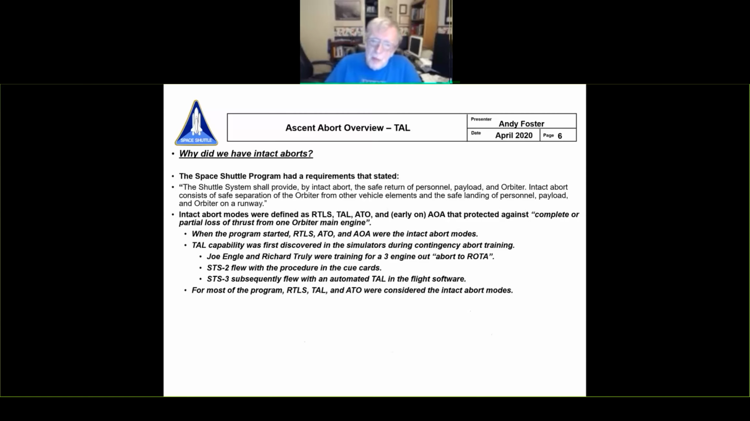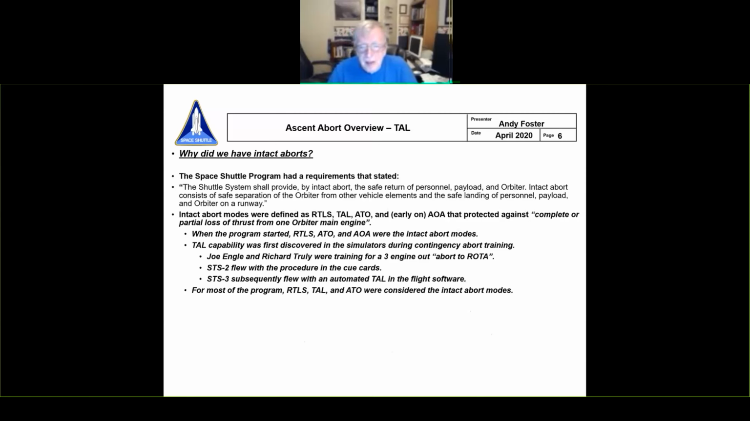Very early, like STS-1, you had RTLS and ATO and AOA. We used something called abort shaping, where the trajectory was really lofted. TAL didn't exist for STS-1, but came in fairly quickly, as we'll talk about in just a second. And actually for STS-126, we also used an abort shaped trajectory where you had ATO/AOA capability pretty early. And that's why the next bullet says when the program started, you had RTLS, ATO, and AOA. And those were your intact abort modes.